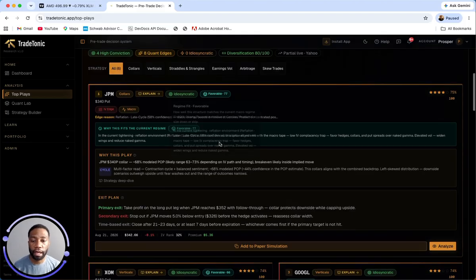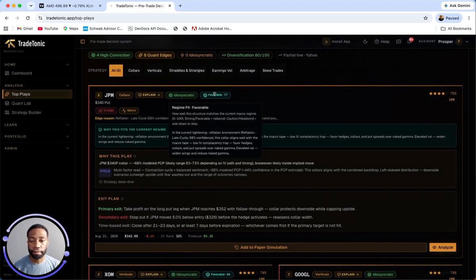So in the current tightening or reflation environment, this collar aligns well with the macro tape. Low implied volatility complacency trap: favor hedges, collars, and put spreads over naked gamma. Elevated vol: widened wings and reduced naked gamma, right? And so we see our score here is right at around 77. So this trade is very favorable.